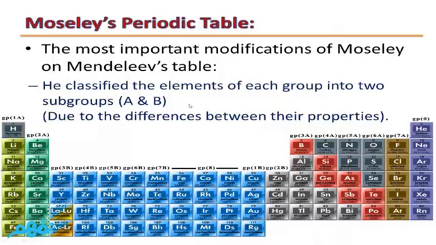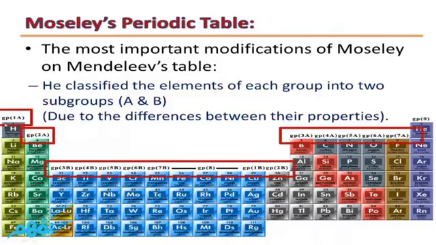And this is an important give reason question. This is because of the difference between their properties. Each group from the groups of Mendeleev contains elements different in their properties, so Moseley divided each group into two subgroups A and B because they were different in their properties.